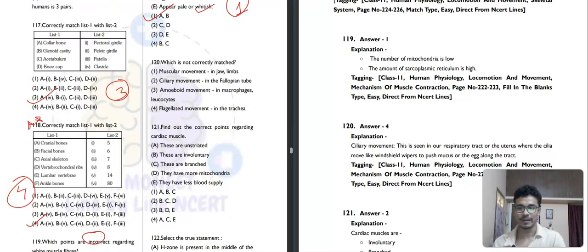Then 120. Which is not correctly matched? Muscular movement in jaw and limbs, correct. Ciliary movement in fallopian tube, correct.